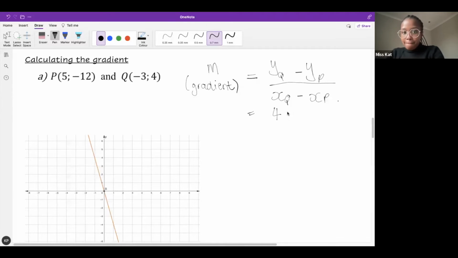It is 4 minus, what is the Y for P? For the point P, what is our Y coordinate? It's not just 12. Be careful. Look carefully. It is not just 12. Negative 12. Remember, our negatives and positives are very important because they indicate direction.